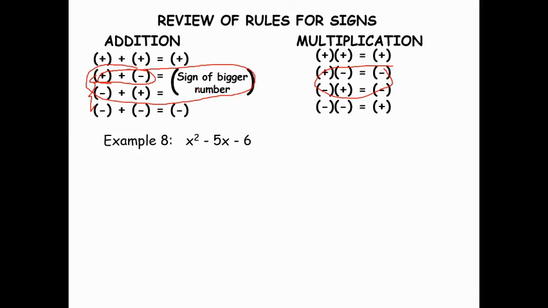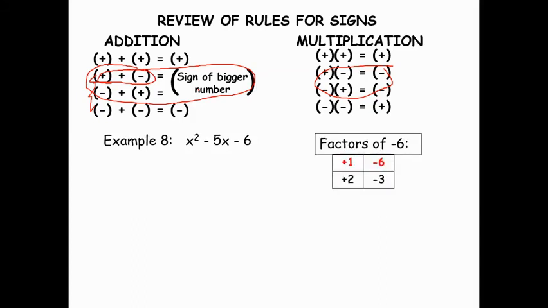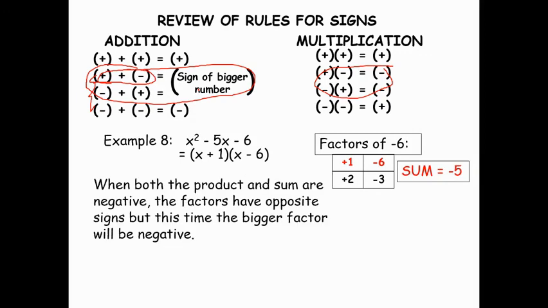So we have x squared minus 5x minus 6. And our factors of minus 6 are plus 1 minus 6, plus 2 minus 3. Which one of these gives you a sum of minus 5? Well, it's the plus 1 minus 6. And that gives you a minus 5 when you sum. When both the product and the sum are negative, the factors have opposite sign, but this time the bigger factor will be negative.